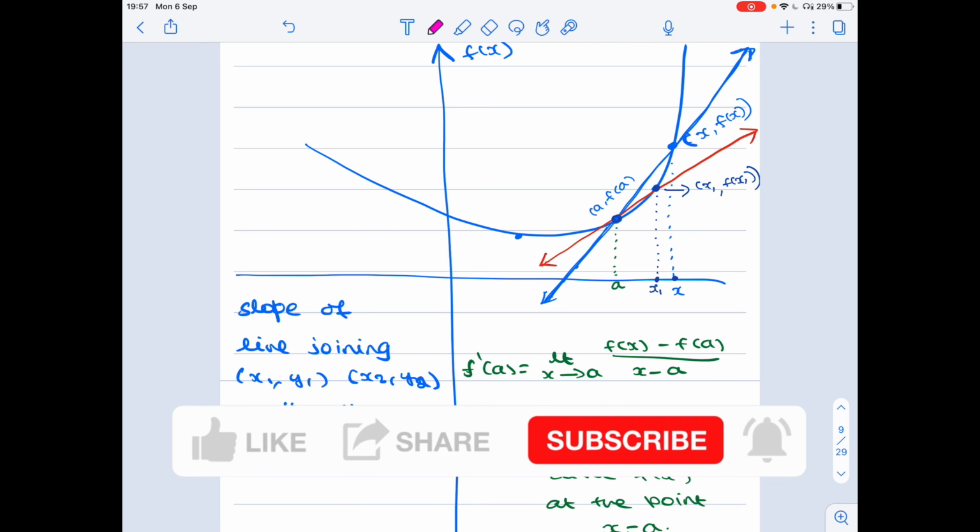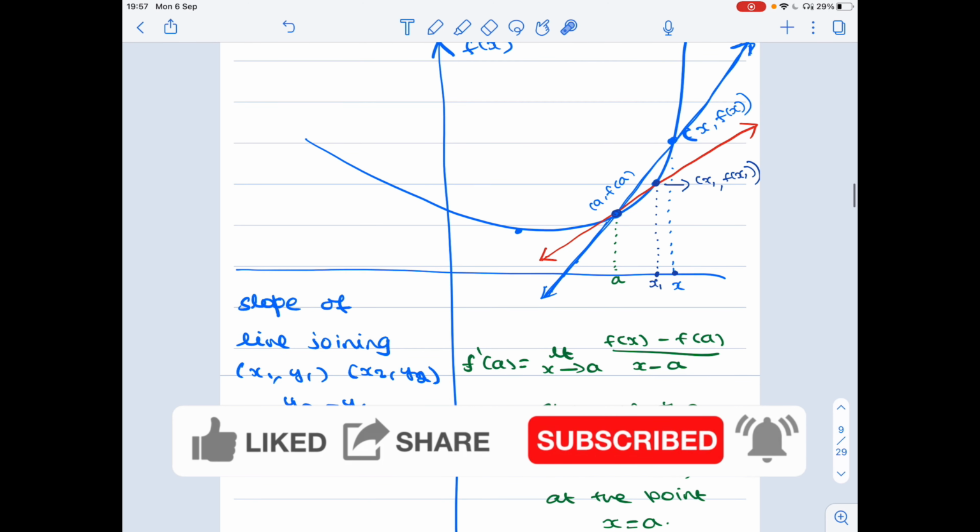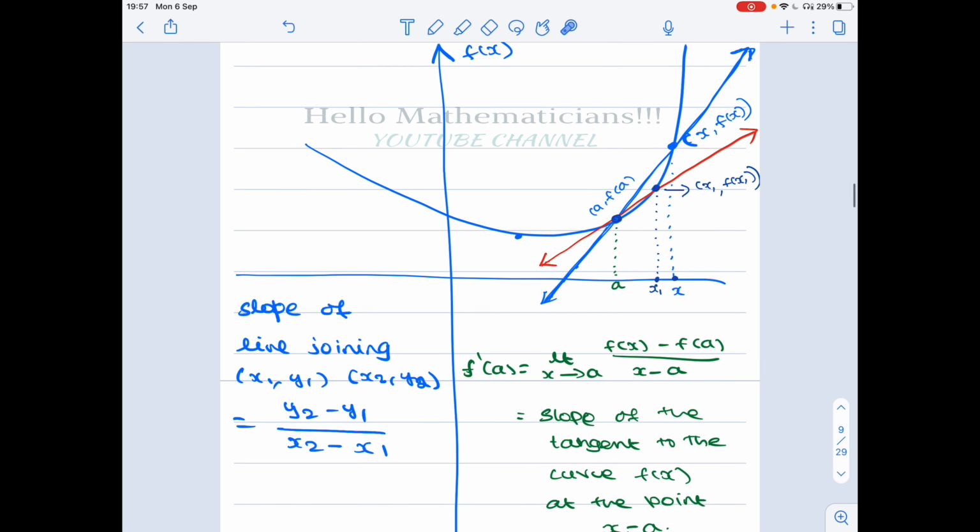Hello mathematicians. In this video, we claim that the derivative of the function f at a is equal to the slope of the tangent to the curve f of x at the point x equal to a. Okay, so let's see why it is true.